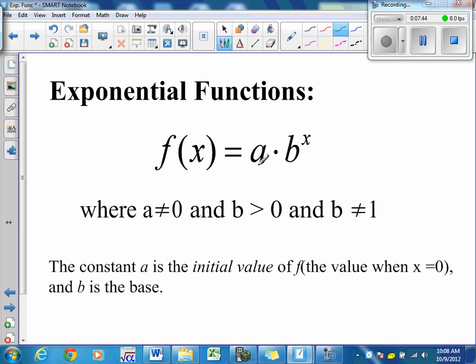Now, a couple things here. One, a can't be 0. b can't be 0, because if there's 0, the whole thing's 0. b has to be positive. If it's negative, you have that whole negative number raised to an exponent thing that causes problems. Also, b can't be 1, just for the simple fact that it'd be boring. Okay. b is called our base. a is the constant, our initial value. That will make sense here in a second. So the big thing is this b, the base of our exponential function.